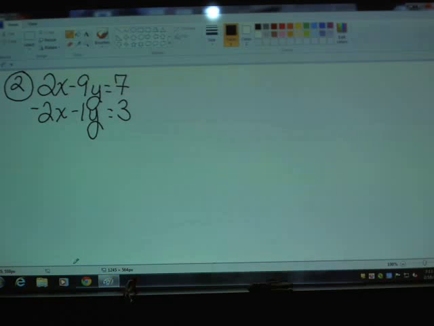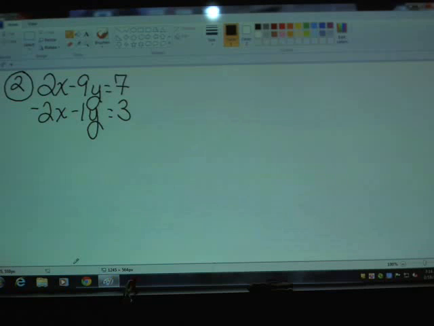Step 2, we're going to have to manipulate the equations now. So one set of terms is like in terms of value, but opposite in terms of the signage. So look, these are both 2x. This guy's positive, and this guy's negative. So that's exactly what step 2 says, so he already did that for us.